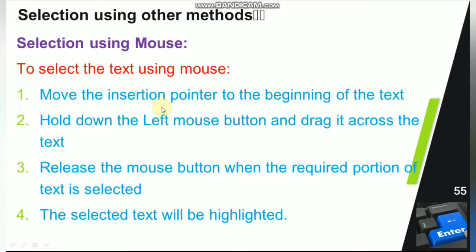Then how to select using the mouse. By using the mouse, move the insertion pointer to the beginning of the text, hold down the left mouse button and drag across your text, and release the mouse button when the required portion is selected. The text will be highlighted. So selecting the text using the mouse is nothing but holding your left mouse button and dragging the mouse until the required portion of the text is selected.